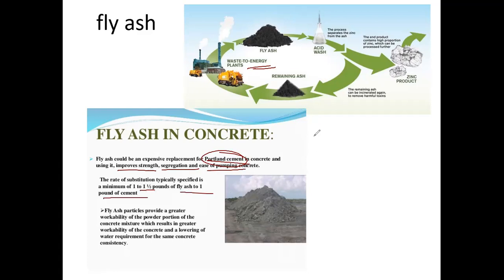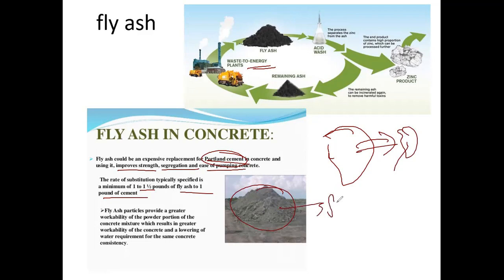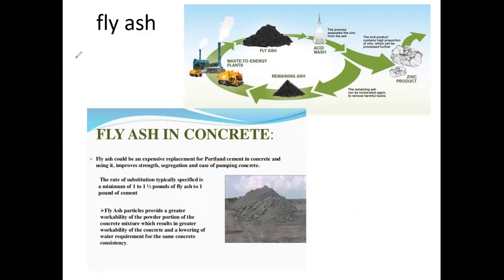So fly ash is nothing but what is left over, for example in an industry. This is your fly ash. Fly ash is a byproduct from burning pulverized coal in electric power generating plants. Where is the most fly ash generated? For example, if you go to a thermal power plant. Okay, thermal power plant.